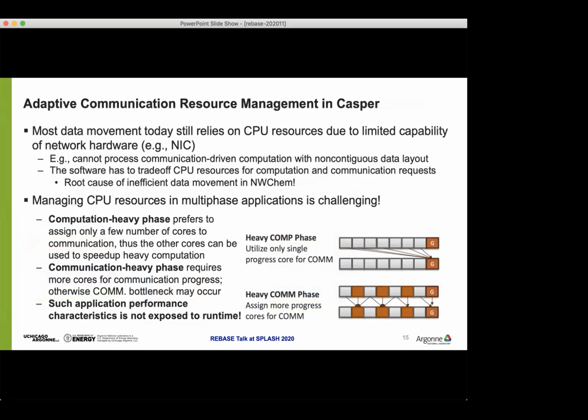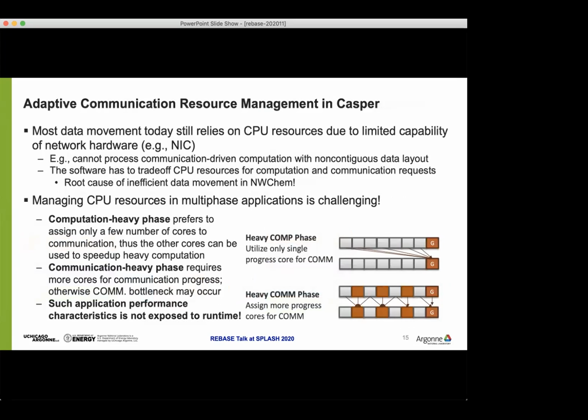So this idea is simple, but when we hit the multi-phase application, which is basically the true type for most HPC applications, we hit a problem. So this is still not a perfect solution, I would say.